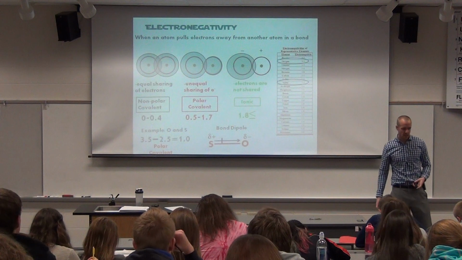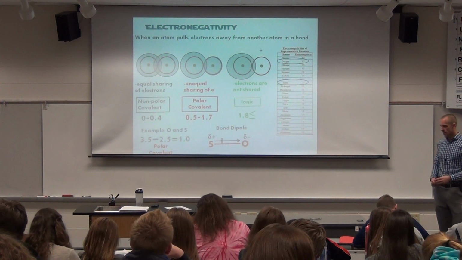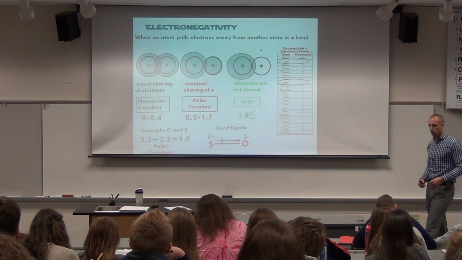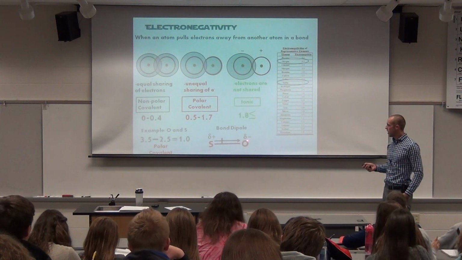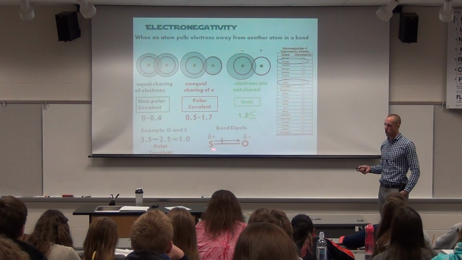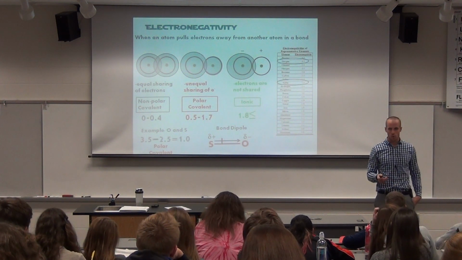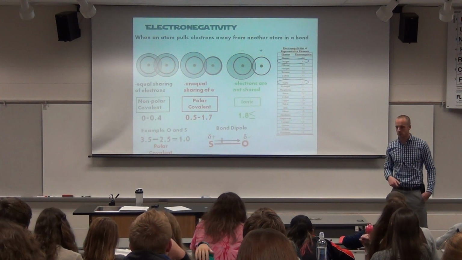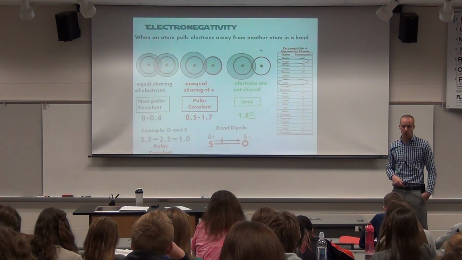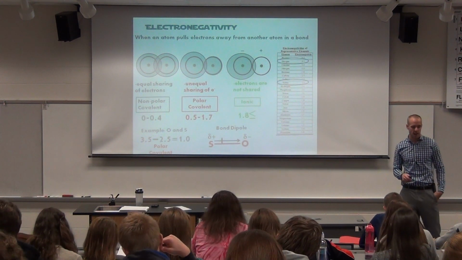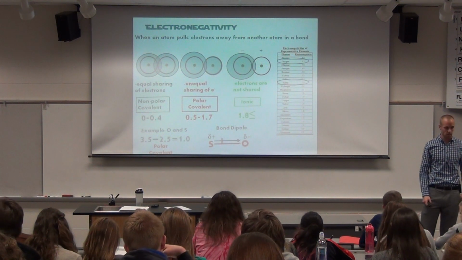So if we take 2.5 minus 2.1, it's going to be, what's the value? 0.4. What type of bond is that? It's non-polar covalent. Okay, if it's non-polar covalent, do you think that we're going to have this situation? Is one going to pull electrons from the other? No. So what do you think we're going to do with the bond dipole? Nothing. That's the answer. So if you get a non-polar covalent, you do not draw a bond dipole. You just leave it as is. So you put it just like that. It's done.